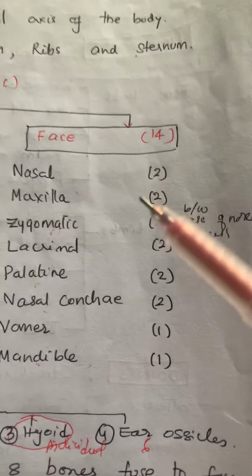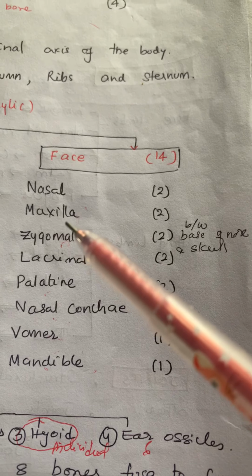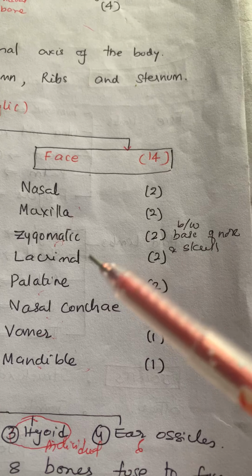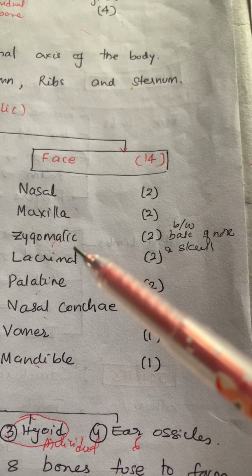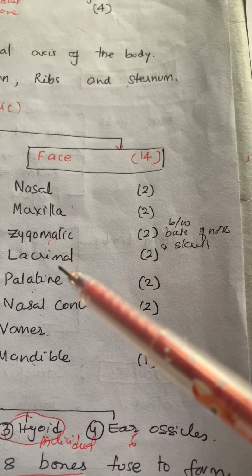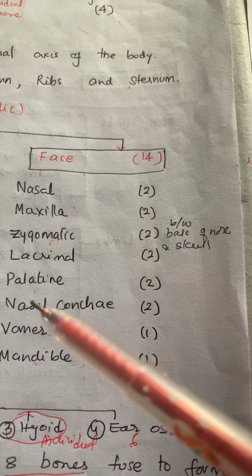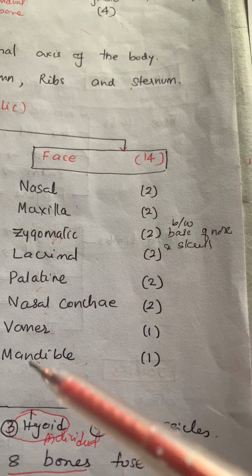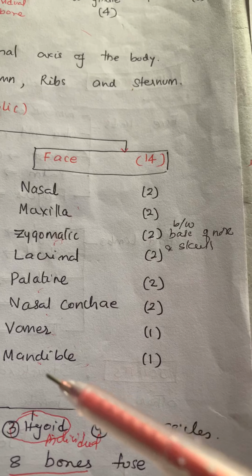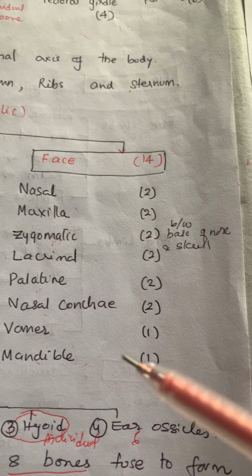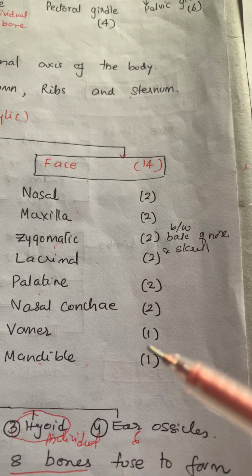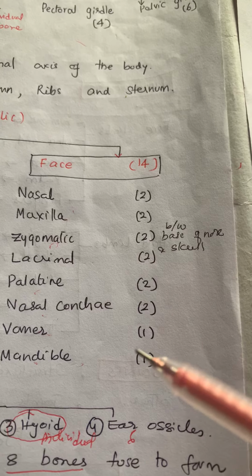there are 2 nasal bones, 2 maxillae, 2 zygomatic arches, one at each side, 2 lacrimal bones, 2 palatine bones, 2 nasal conchae, and 1 vomer and 1 mandible. So there are only 2 bones which are only 1 in number.